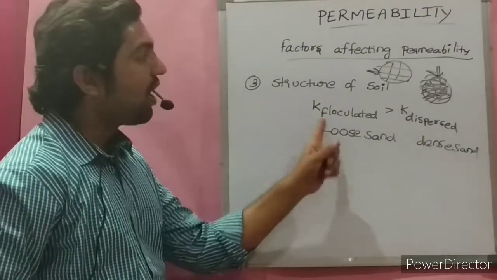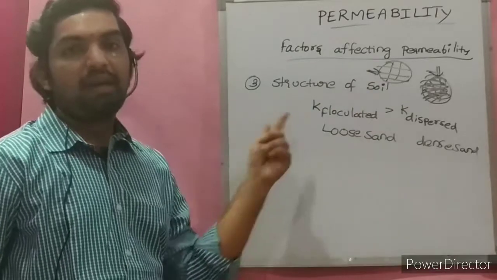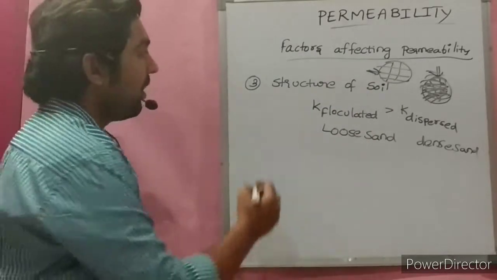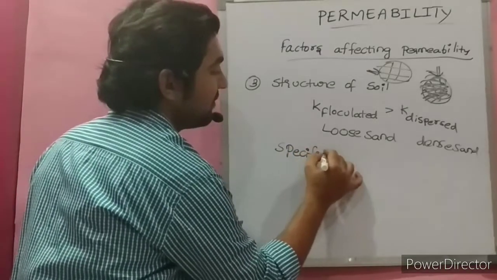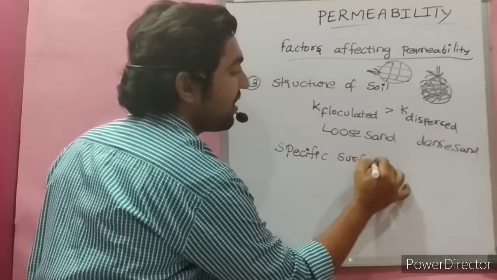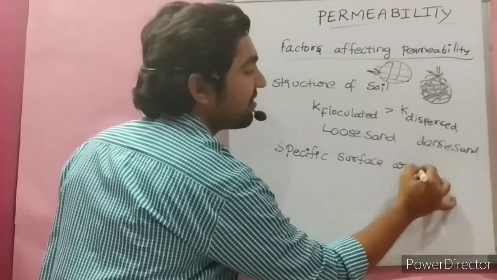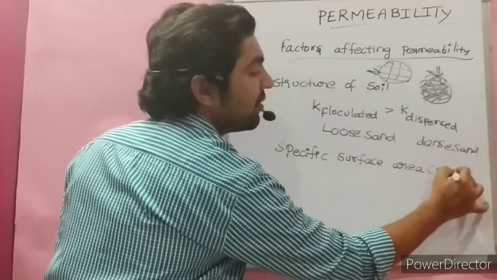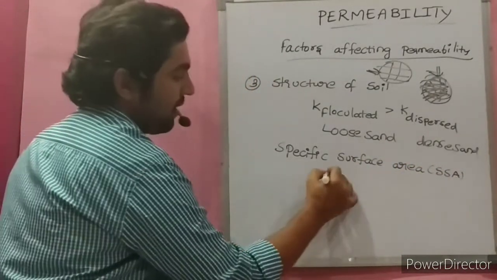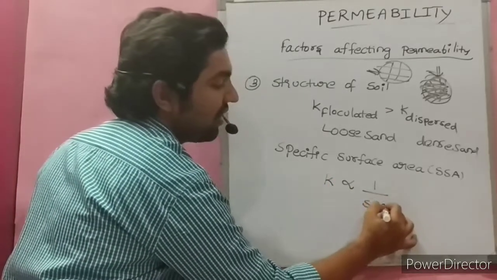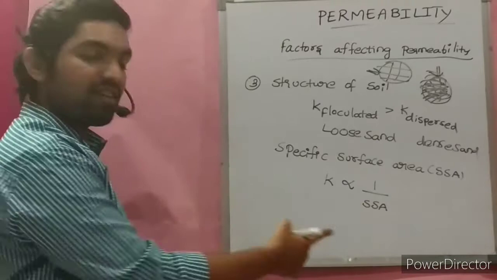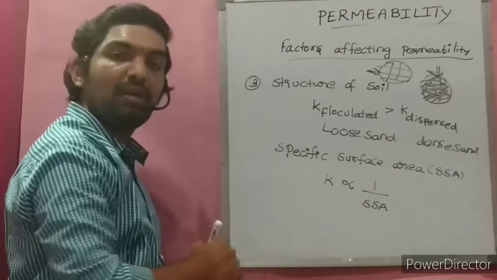Okay. Void ratio also influences the permeability. Also, it depends upon the specific surface area, SSA. Already we discussed it: area upon volume. More the specific surface area, lesser the permeability of the soil. More the specific surface area, lesser the permeability of the soil.